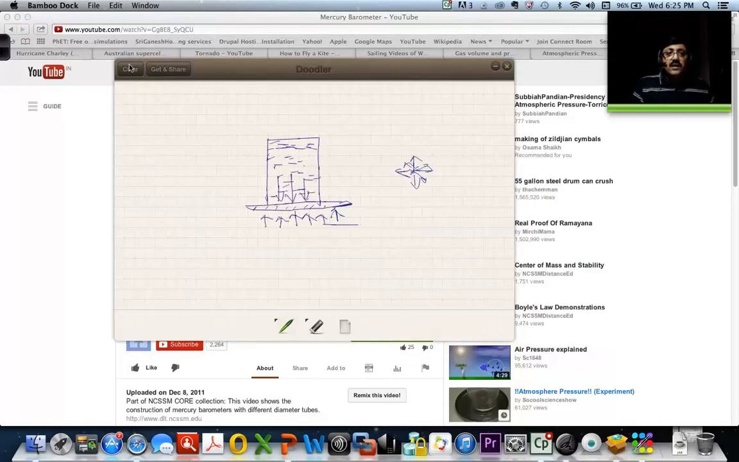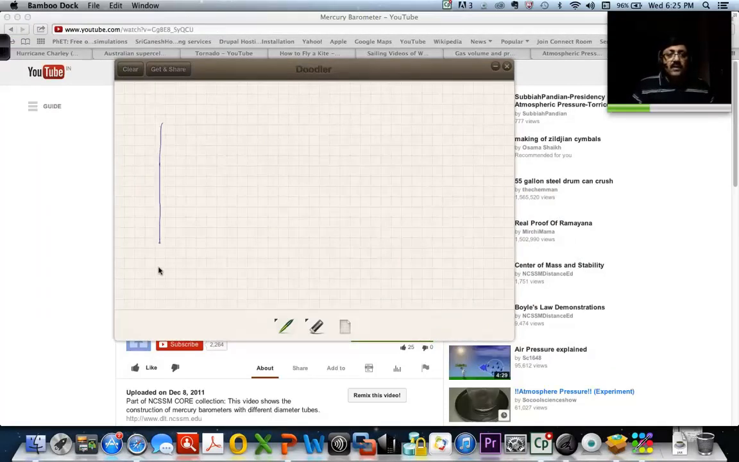So first, let me just clear this. First, there was a tube here like this, and she filled mercury till the brim, right? So there's mercury all over, up to the brim of the tube. And then there was a vessel where she had taken some mercury. And then she closed this using a finger. So this is a finger, right? And then she inverted the tube and dipped this end into the mercury, upside down. So now it's like this, right? And this is all mercury.